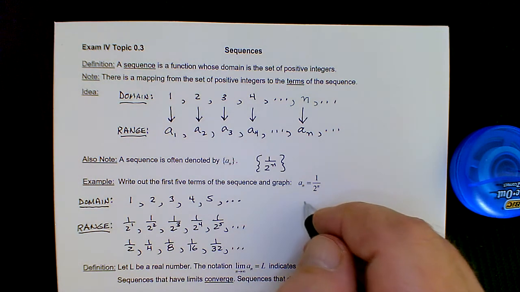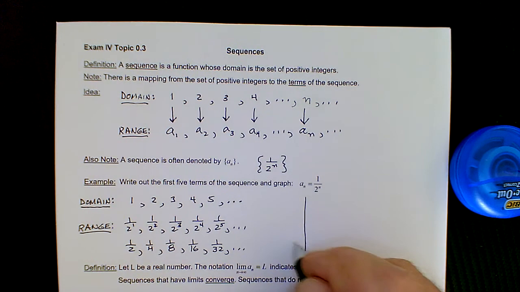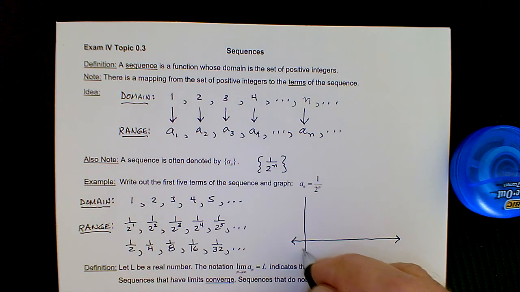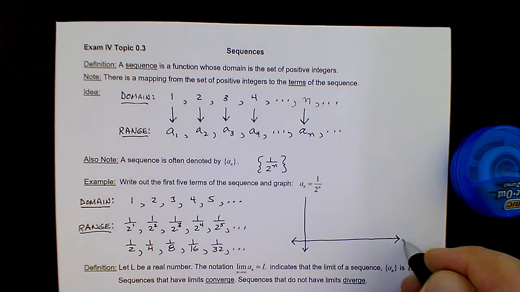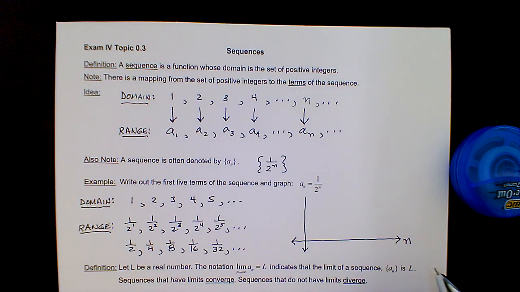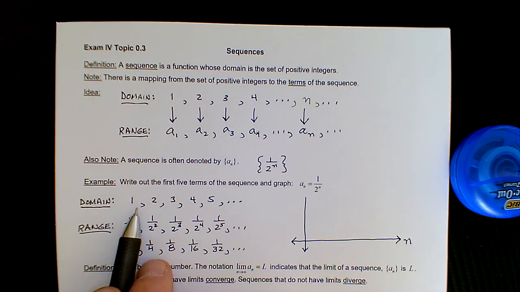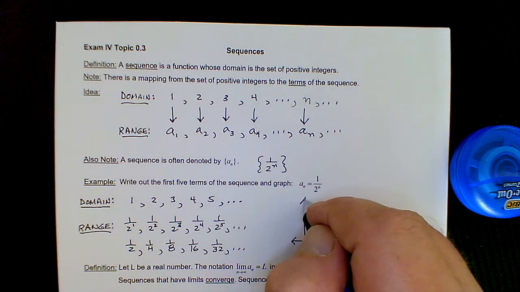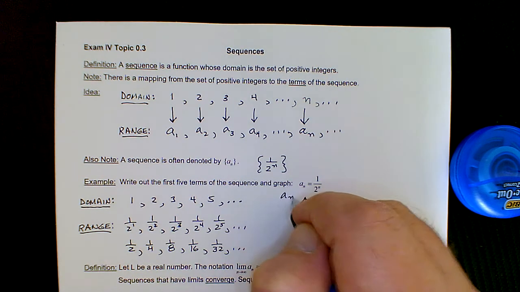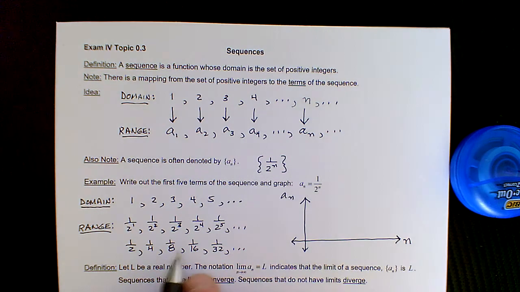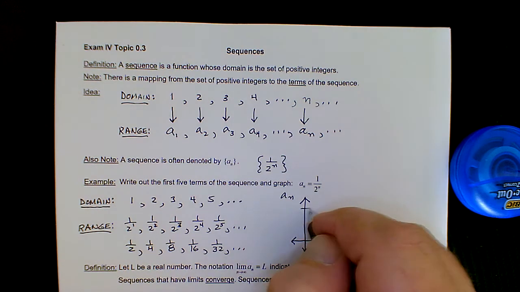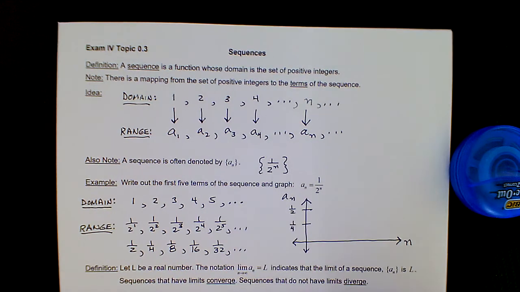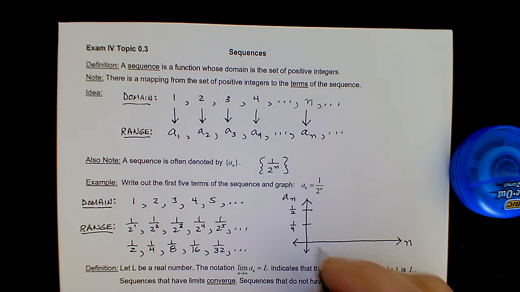And so if we were to graph this, the axes change. The horizontal axis, which is typically our x-axis, is now labeled as n, n meaning the set of positive integers. And the vertical axis is labeled as a sub n. Now, the highest this gets is 1/2, so let me say that's 1/2. And I'll say this is 1/4. And let's just plot the points.